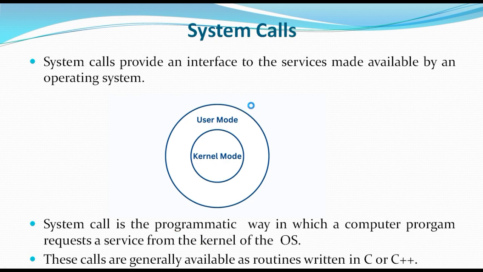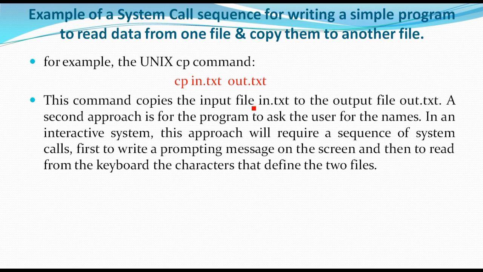Now let us have the example of a system call where we have a sequence for writing a simple program to read the data from one file and copy it to another file. Now I am using a cp command here. The cp is the copy command of the Unix operating system. In this example I am using a system call sequence, so I am using n number of system calls.